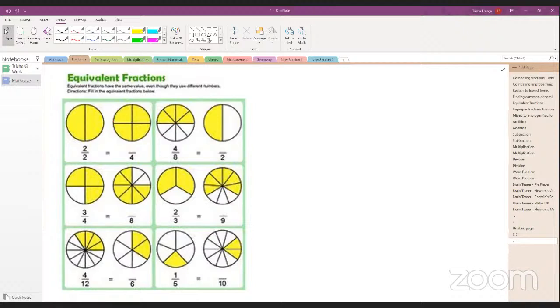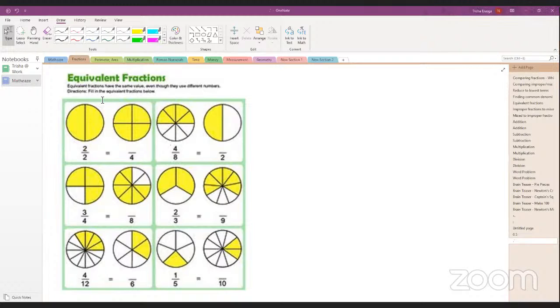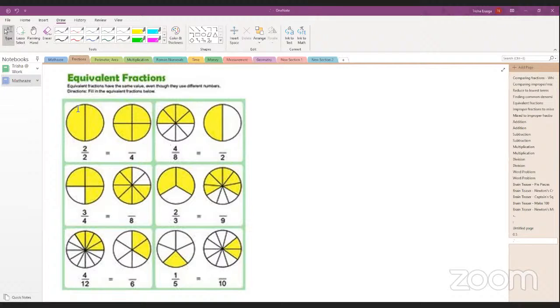Equivalent fractions have the same value. Oh, you don't have to read that. Let's just look at the problems. But yeah, that's what it says. Equivalent fractions have the same value even though they use different numbers. So it's just showing you how they're the same. So this one is essentially one whole because you shade the whole thing.